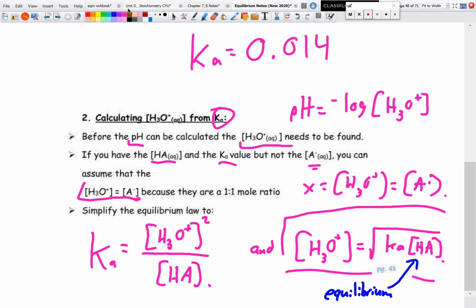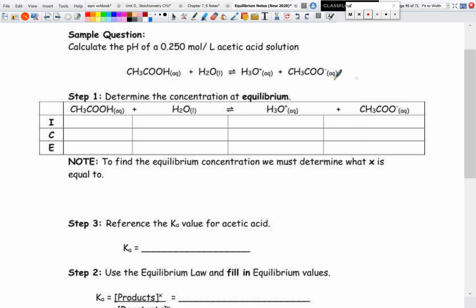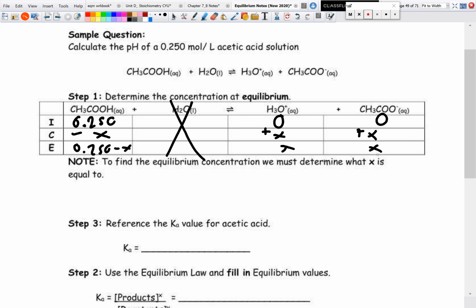So there can be a little problem, and we'll see this right now. Let's just say we have a question like this, where we have the pH of a 0.250 moles per liter solution of acetic acid. We have our equation written out like this. We can do our ICE table, where we have 0.250, water we omit. This starts off as 0 and 0, minus x, plus x, plus x, giving 0.250 minus x, x, and x.